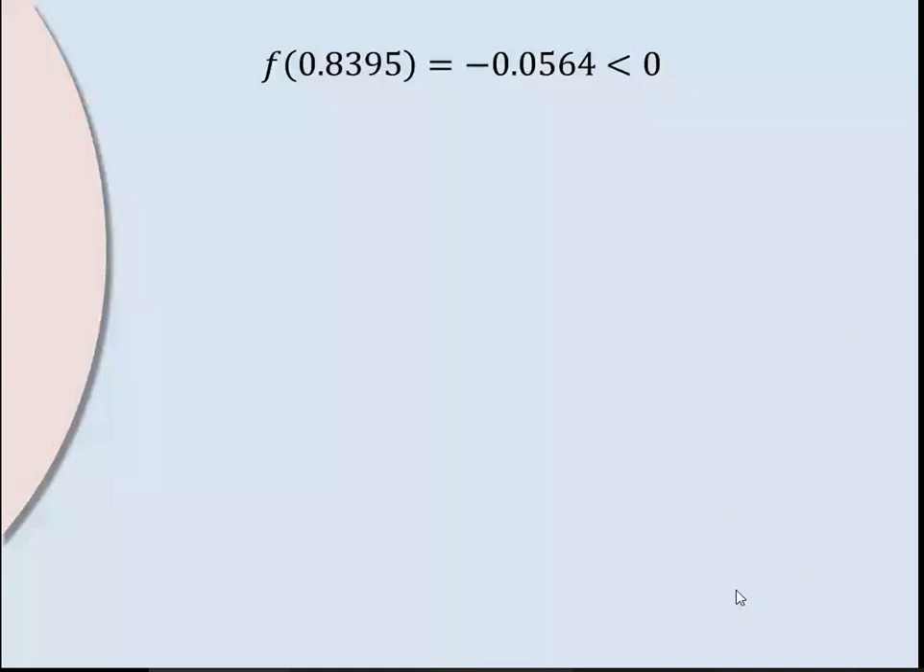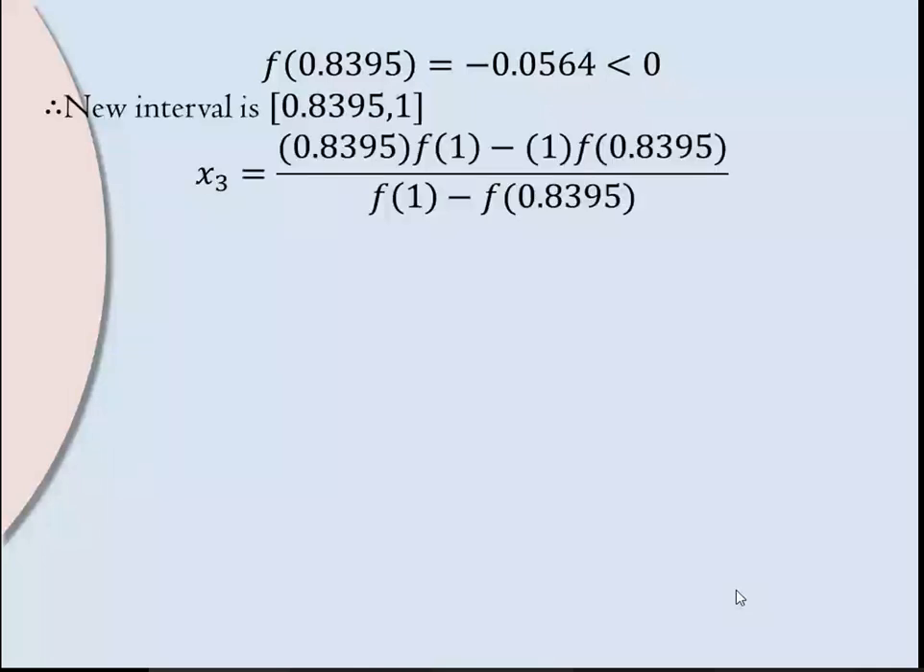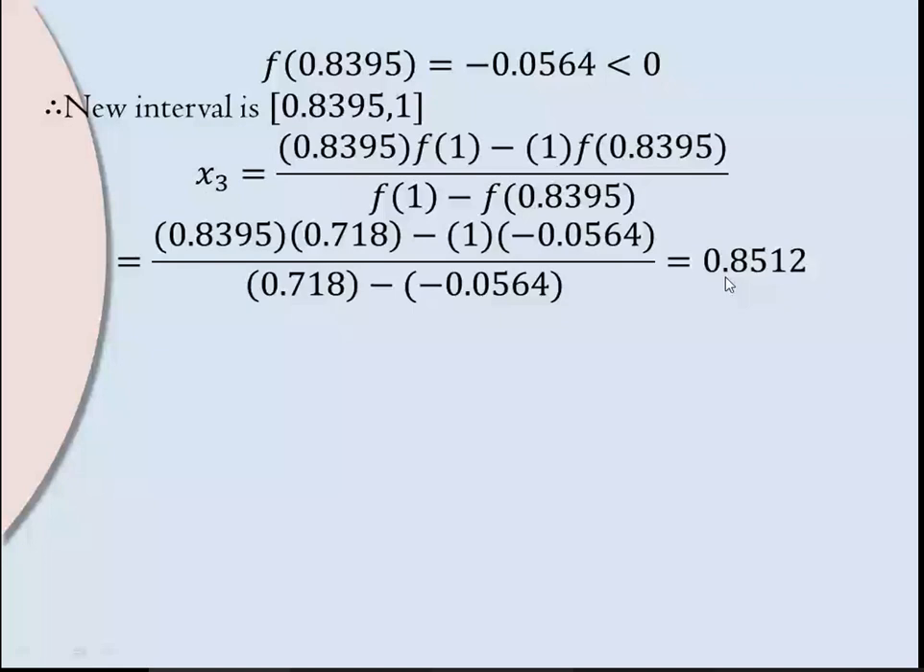Okay, this is negative, but we want to take the interval from 0.8395 up to 1. And again do the same calculation. Find out the next term, then check whether previous and next values of x are matching or not, and accordingly we have to simplify it. So the new interval is 0.8395 and 1. Finding x3. X3 comes out to be 0.8512. Whether x2 and x3 are matching, this is x2 and this is x3. They are not matching. So we have to do further.